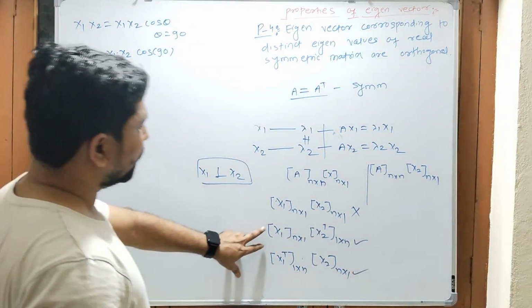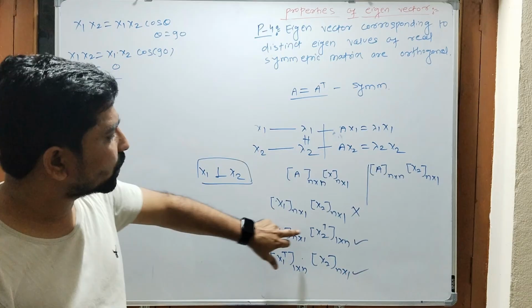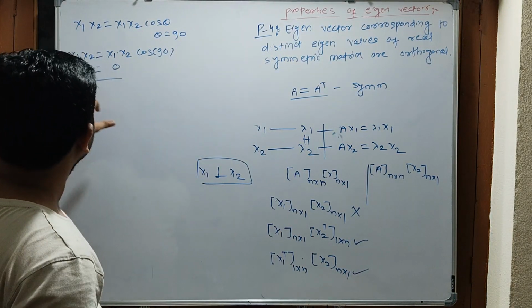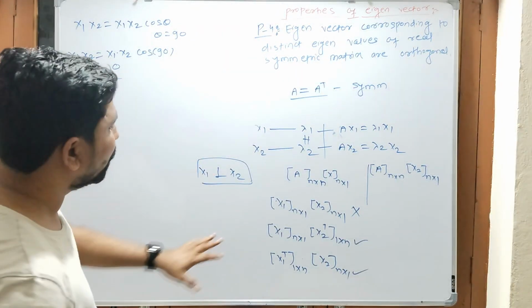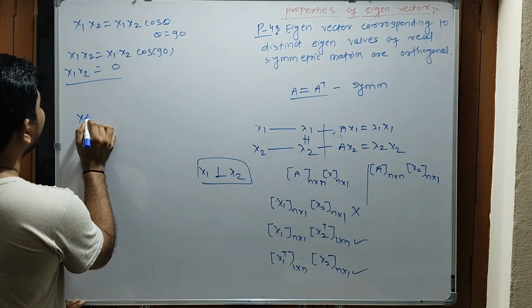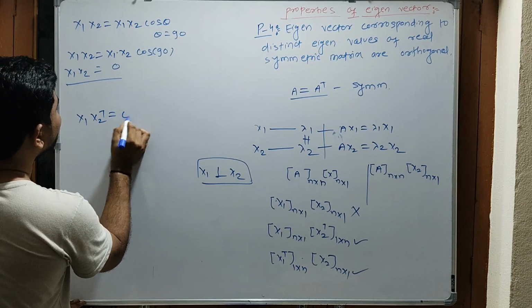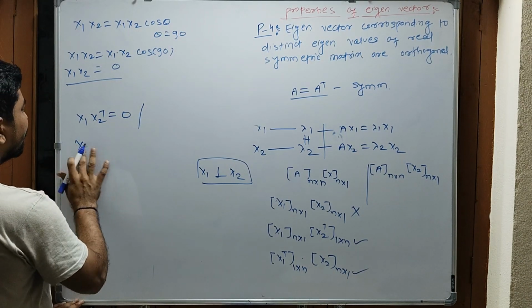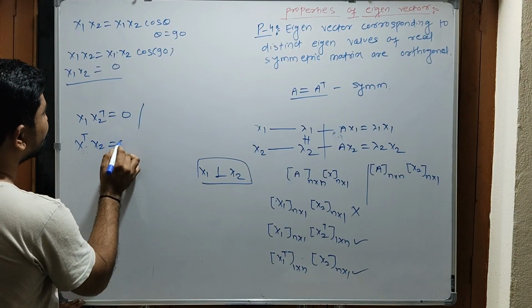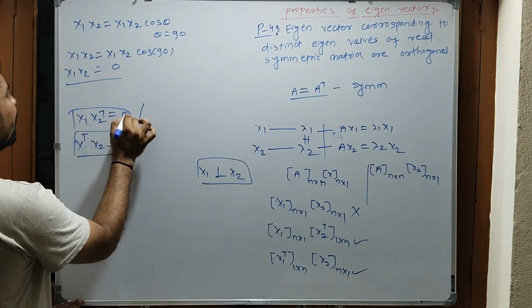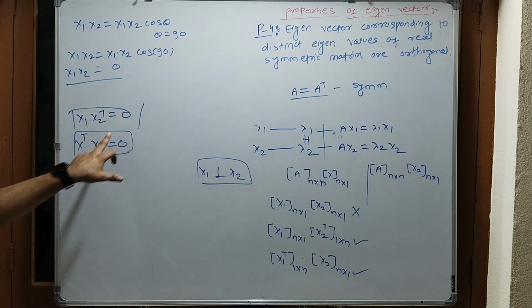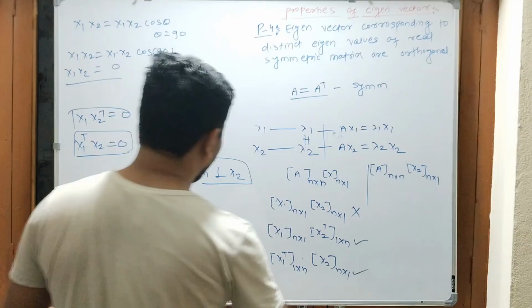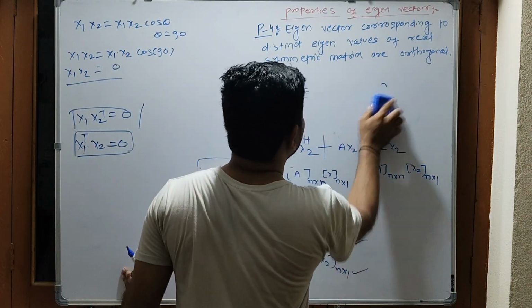So this is the multiplication of vectors x1 and x2. If these two vectors are perpendicular to each other, then their product is 0. So I have to show either x1 into x2 transpose equal to 0, or x1 transpose into x2 equal to 0. That is my aim. How to prove this, I will show here.